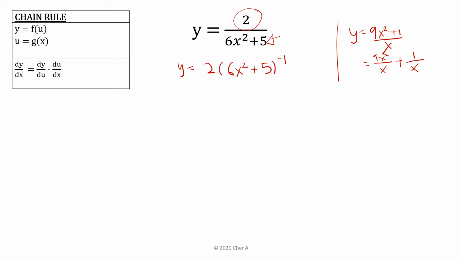So now I have a form that allows me to use the chain rule. Now I have to find my function of u and my function of x. I'm going to see this as my function of x. So let y equal 2u to the power of negative 1, and my u will be 6x squared plus 5.